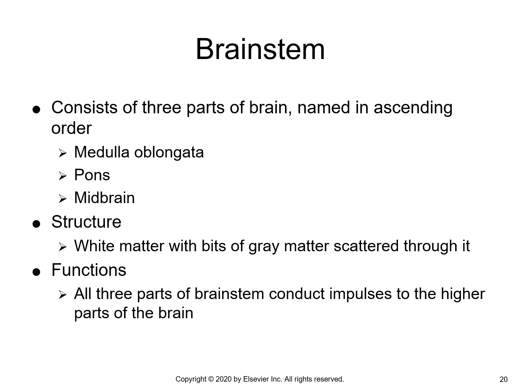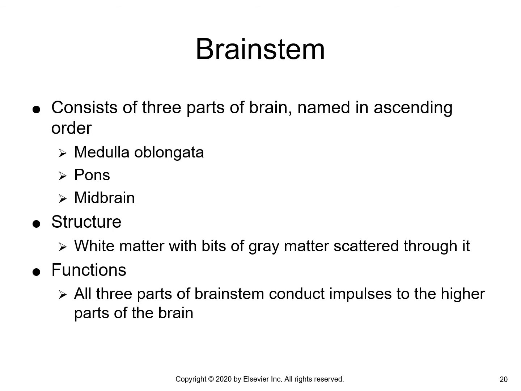So let's talk about the brainstem first. It consists of three parts of the brain, and it's named in an ascending order: the medulla oblongata, pons, and the midbrain. This structure is made of white matter with bits of gray matter scattered through it. It's kind of back in the base of the brain.